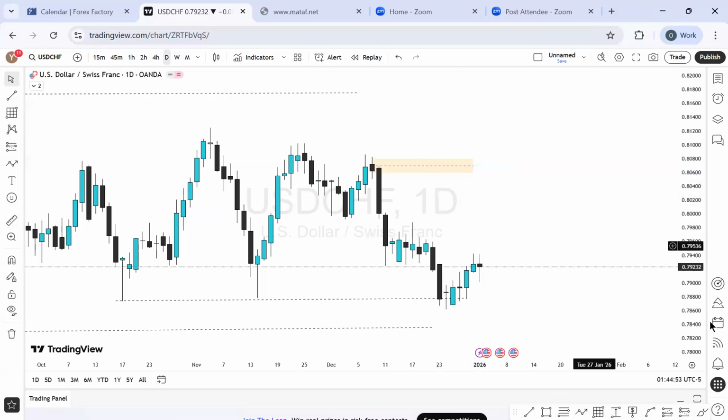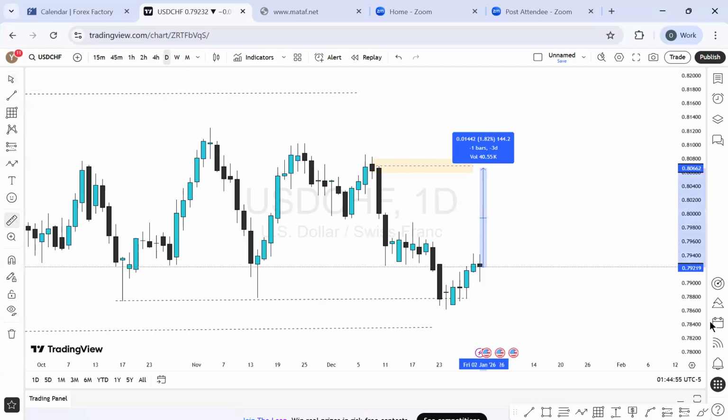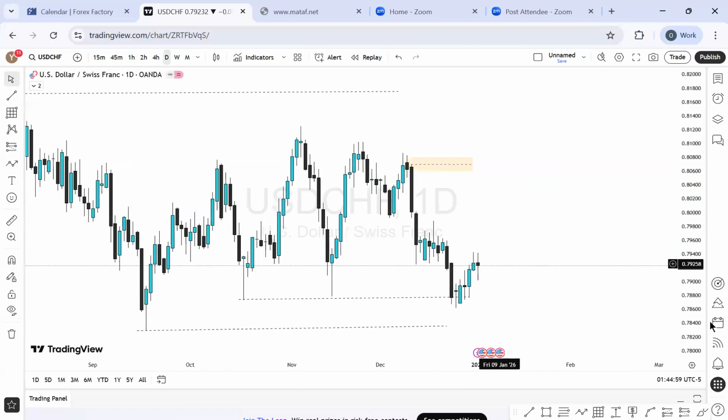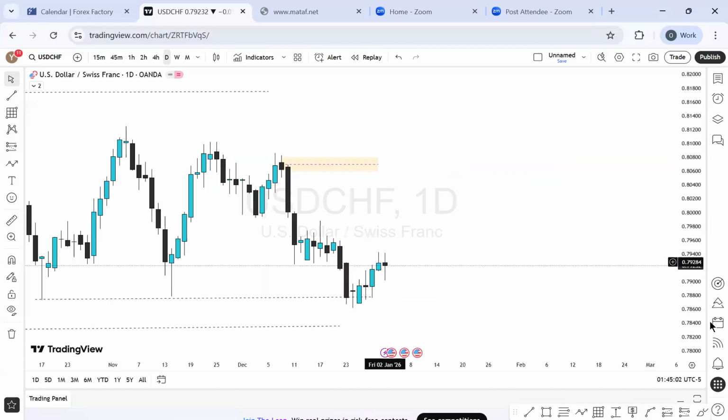about 84 pips. No, it's more. From this level to this level is about 150 pips. Yeah, I think this is a better approach. We can be looking for a buy right here at the opening of the market. We may be looking for more buy momentum directly.